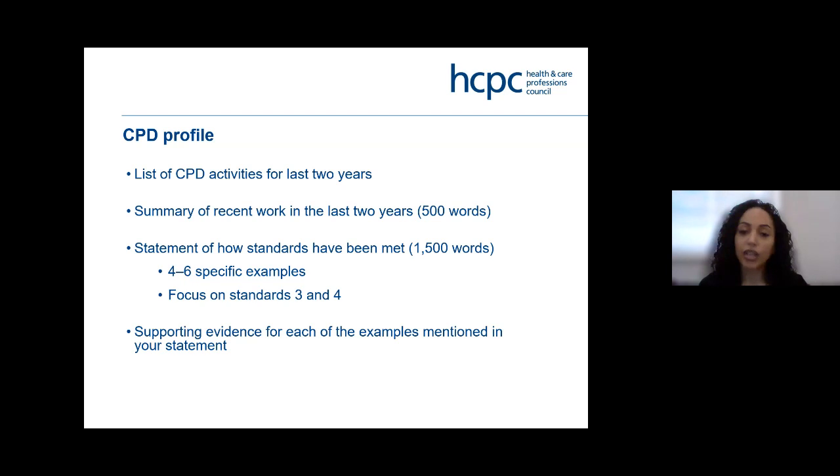Then a summary of recent work in the last 2 years, and we say 500 words. Now, just to stress, this is just an approximate. This is just to give you an idea. It doesn't have to be 500, but it gives you an idea of how much writing we're looking at from you. The reason we need this is that the 2 assessors assessing your profile don't know you personally, and the only way they can deem that you meet those standards is to have information about who you are.